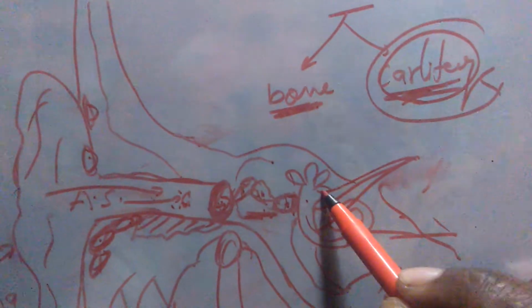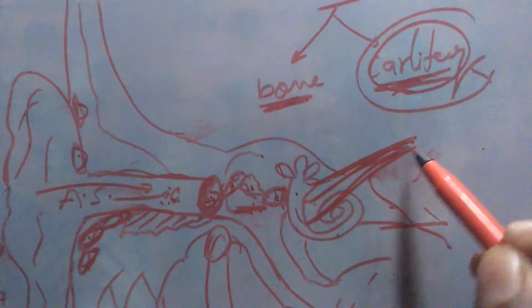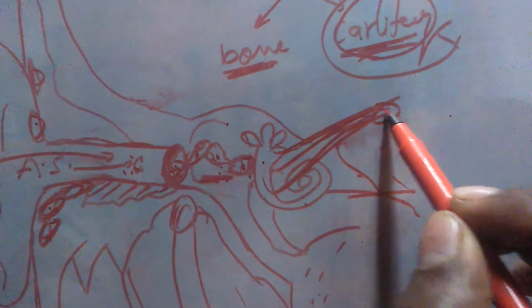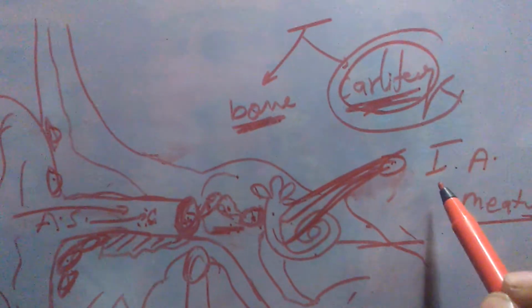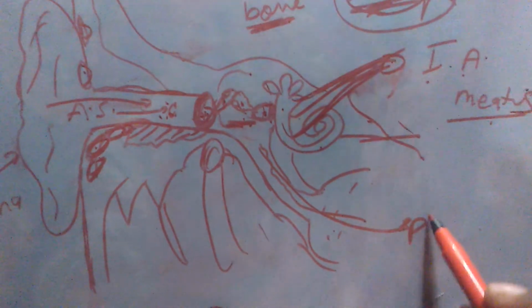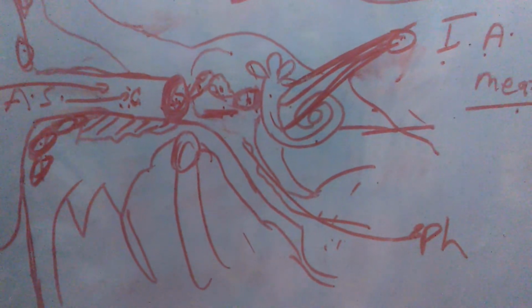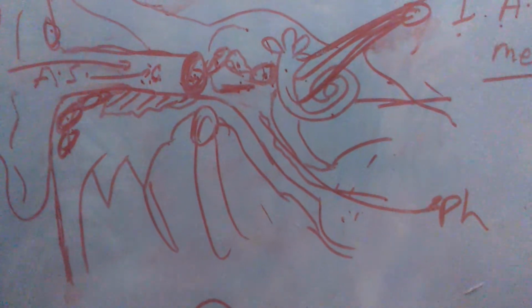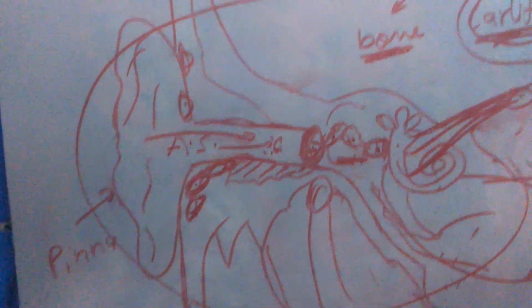Here the cochlea has some fiber-like projection. This projection is known as the internal acoustic meatus. And this region here is known as the pharyngotympanic tube. So this is my topic, where the external, middle, and internal ear are described.